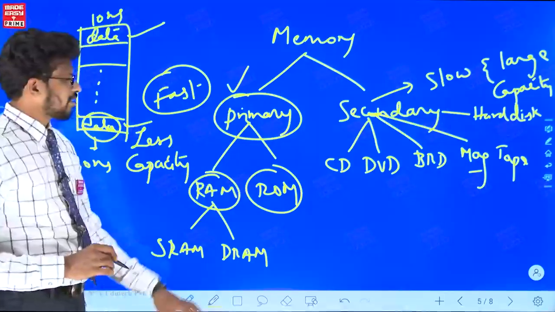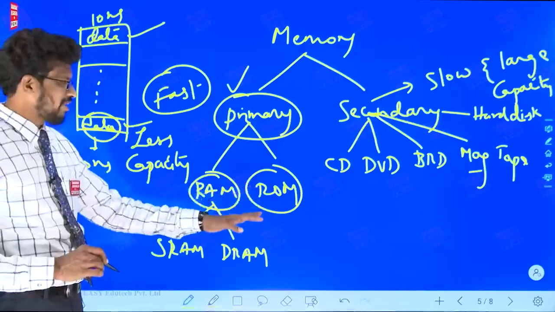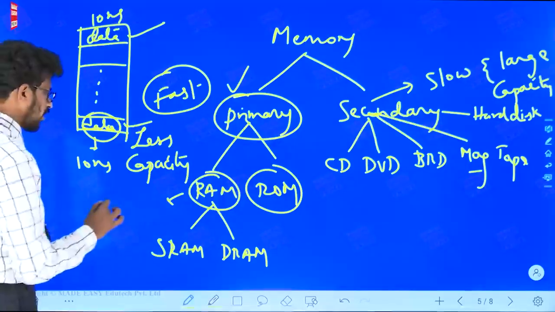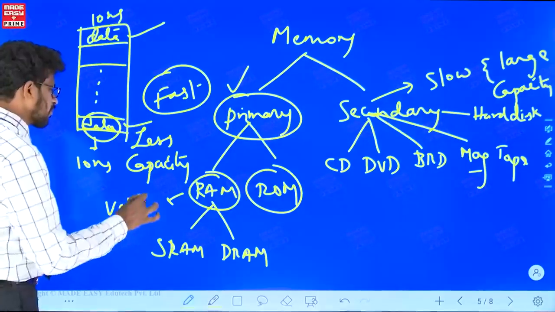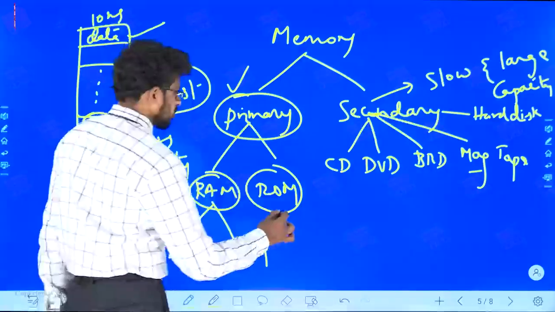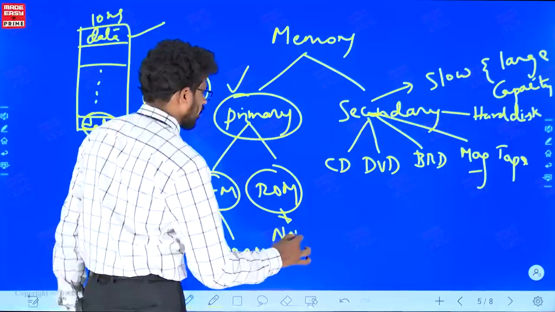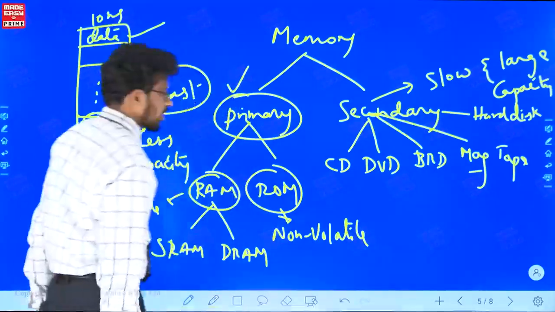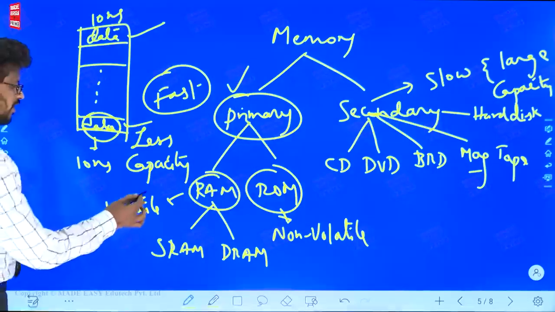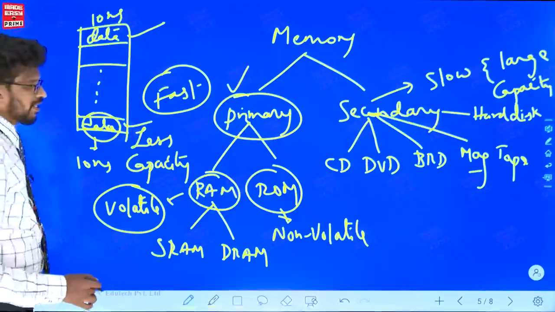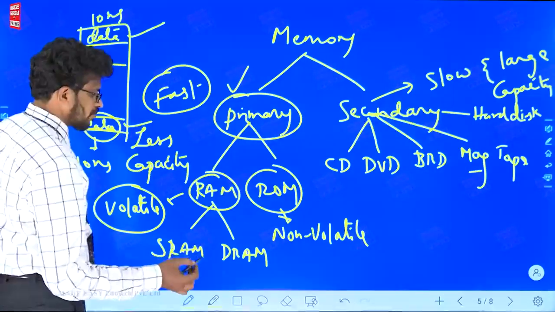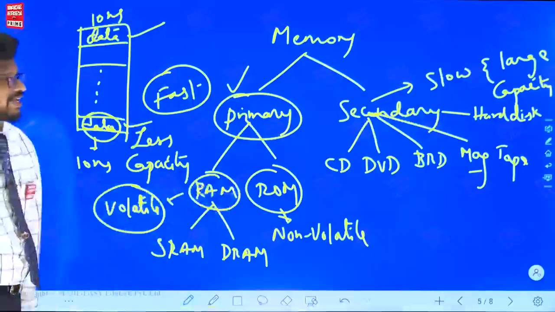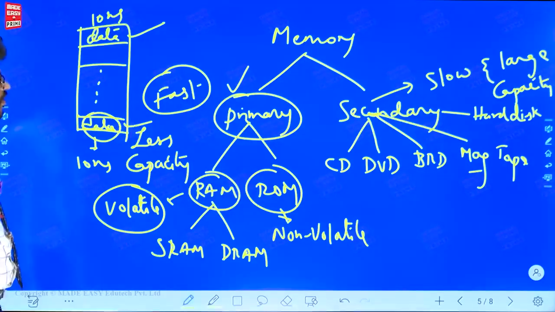In the storage type, they are different. RAM is called volatile memory, and ROM is called non-volatile memory, meaning permanent memory. Volatile means it is based on the power supply. When the supply is off, data will be lost. ROM is non-volatile memory, and there are several types in it. That's about primary memory.